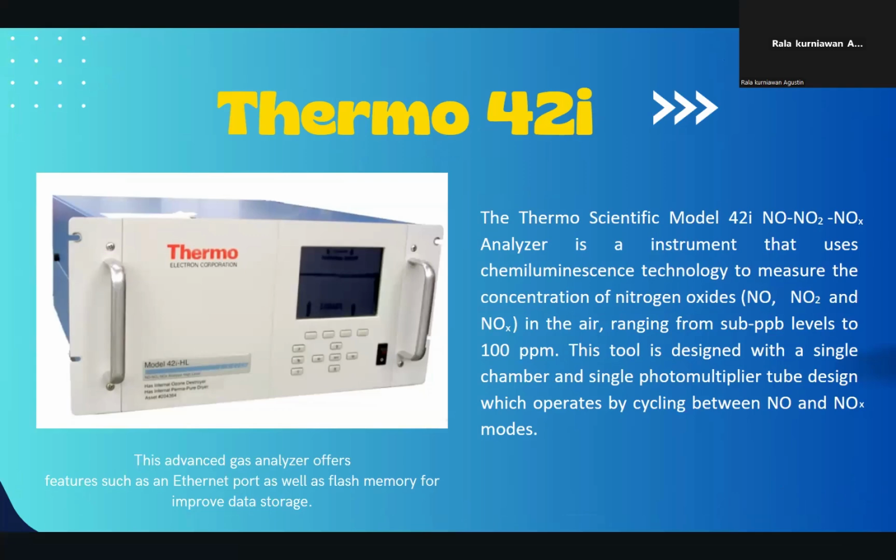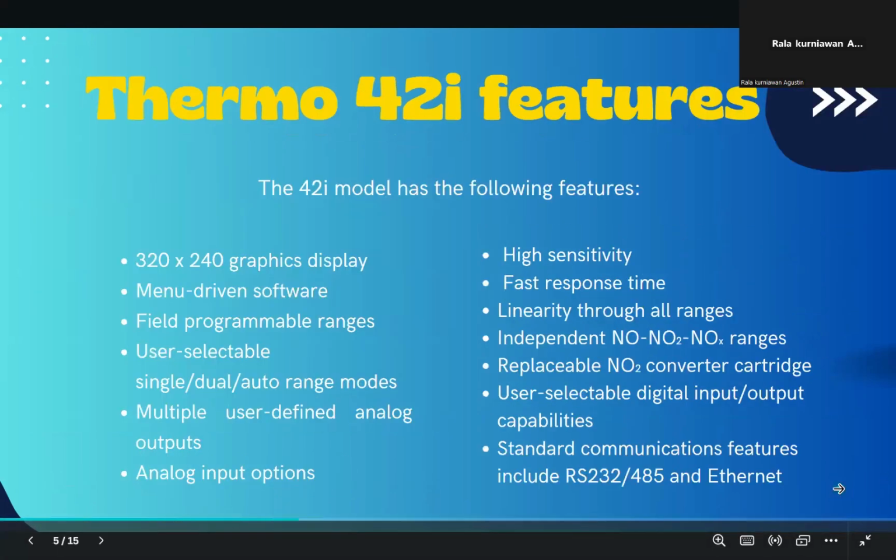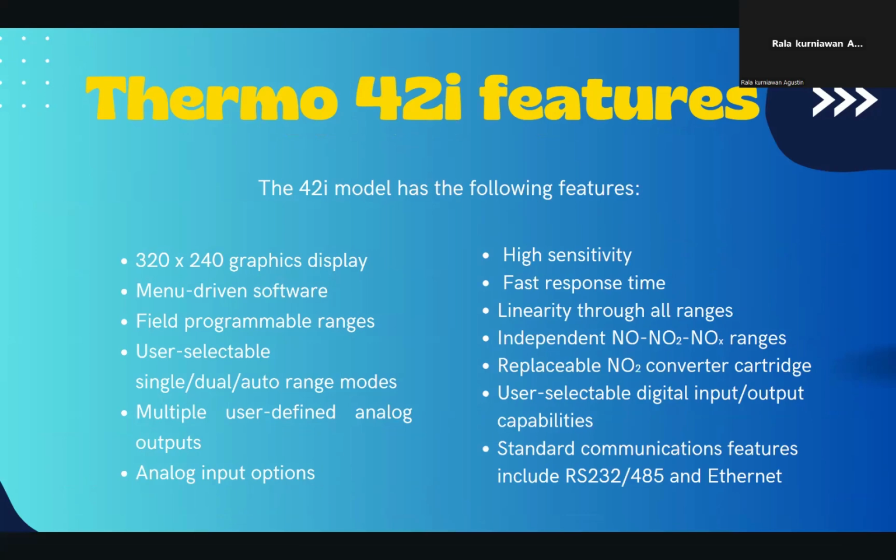First one is Thermo 42. The Thermo Scientific Model 42 NO2 analyzer is an instrument that uses chemiluminescence technology to measure the concentration of nitrogen oxide in the air, ranging from sub ppb level to 100 ppm. Next. This is the feature of Thermo 42E. Next.